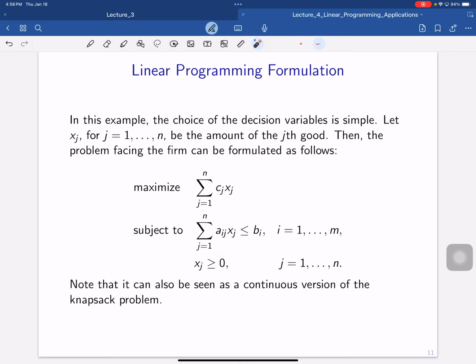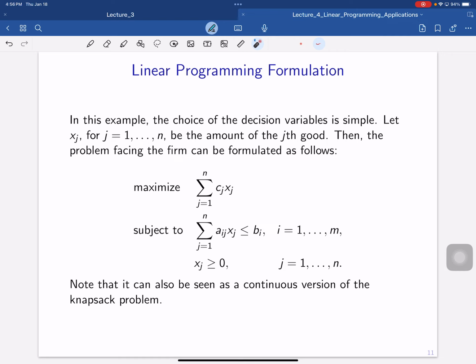And the constraints are the resource constraints, right? You have m different types of resources. You have to make sure the resource you consume for each type of resource has to be less than or equal to the amount of resource you have, right?